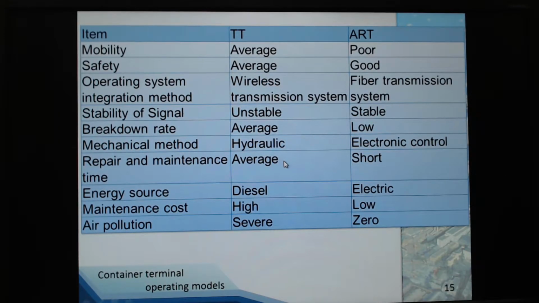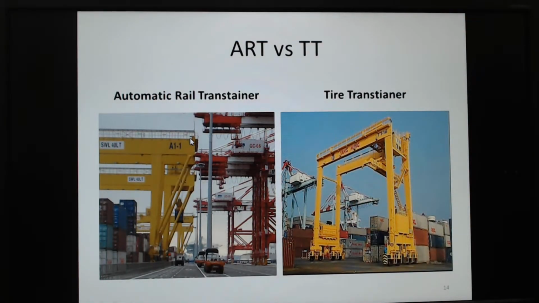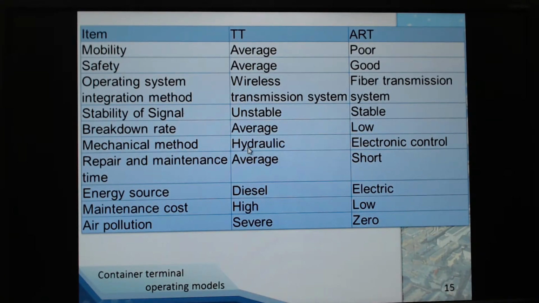We compare two operating models. The first is the automatic rail transtainer, which means no human being operates this handling equipment. The other is the tire transtainer, operated by a human being. Here is a table comparing the TT and ART on different items, for example purity, safety, energy source, maintenance cost, and air pollution.